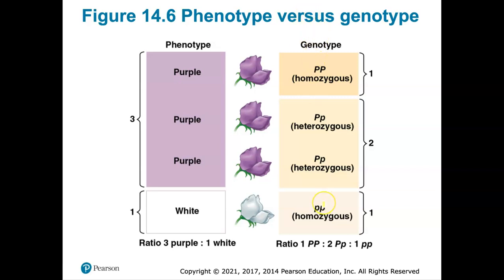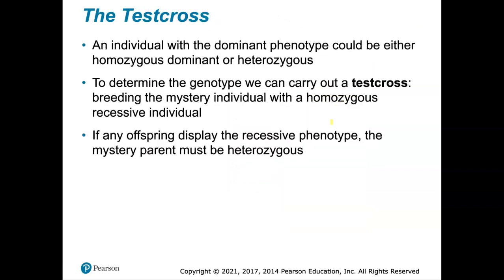So here's all the possible genotypes and their matching phenotype. So if you have big P, big P for the genotype, your phenotype is purple. Big P, little p for the genotype, your phenotype is purple. Little p, little p, your phenotype is white. And then make sure you understand that 2 little p's is homozygous, 2 big P's is homozygous, but big P, little p is heterozygous.